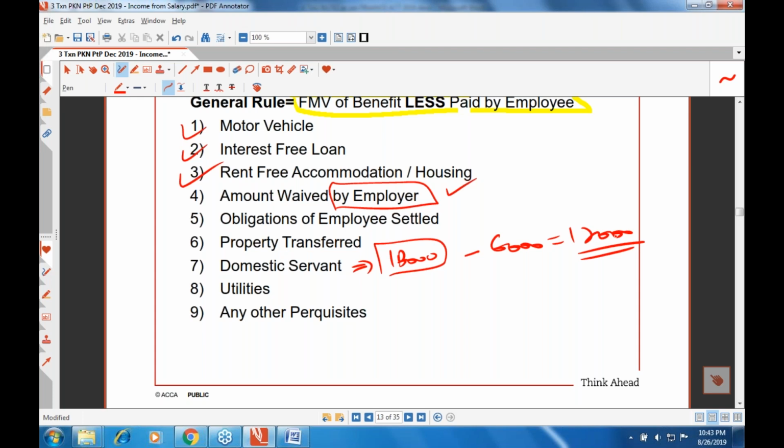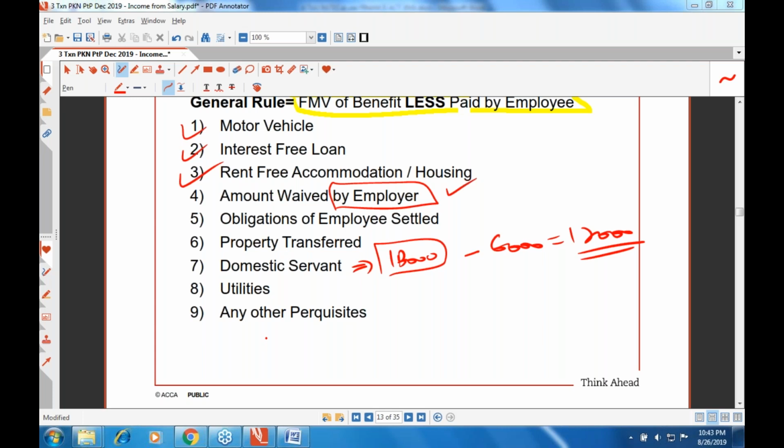Then you have got utilities and any other perquisites, etc. So that's what it is going to be. So any amount that needs to be included in the salary is going to be the fair market value of that benefit less the amount paid by employee. Okay. Now what next is there?